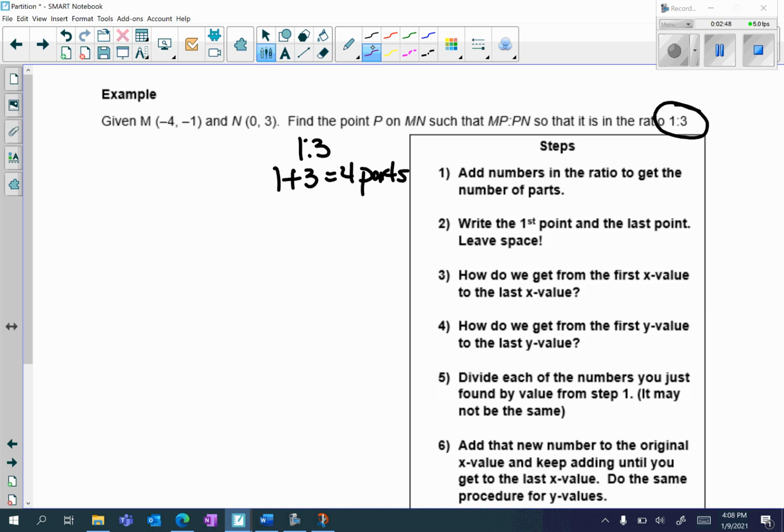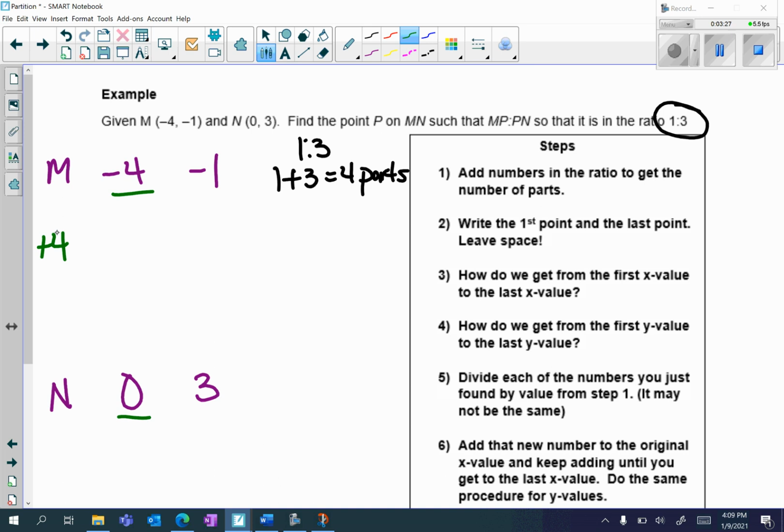Step 2, write the first point and the last point, leave space. So I'm going to start with M, which is (-4, -1), and I'm going to leave some space and put N, which is (0, 3). Step 3, how do we get from the first x value to the last x value? So what that means is, how do I get from -4 to 0? Well, I have to add 4. -4 plus 4 gives me 0.